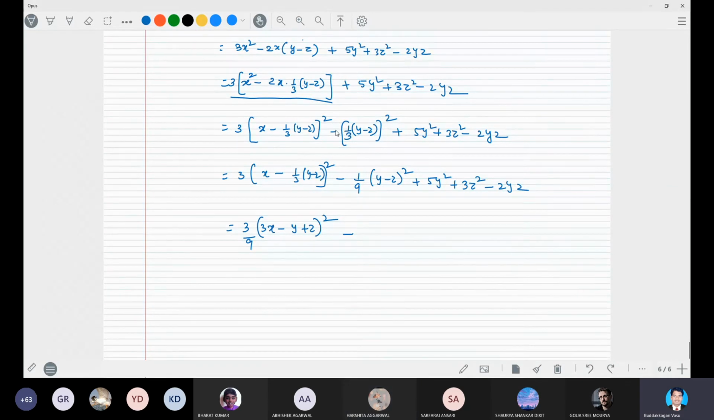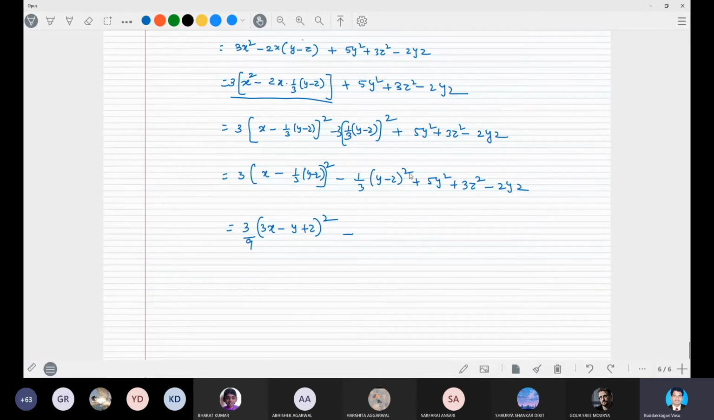Oh, right. 3 is the multiplication. Oh, okay, yes. 3 is there, you're right. So therefore, it will be 1 by 3. Right. Oh, yes, right. I forgot that multiplication by 3. Yes, this is multiplied by 3. Right. Okay, this is 1 by 3 into y minus z whole square.